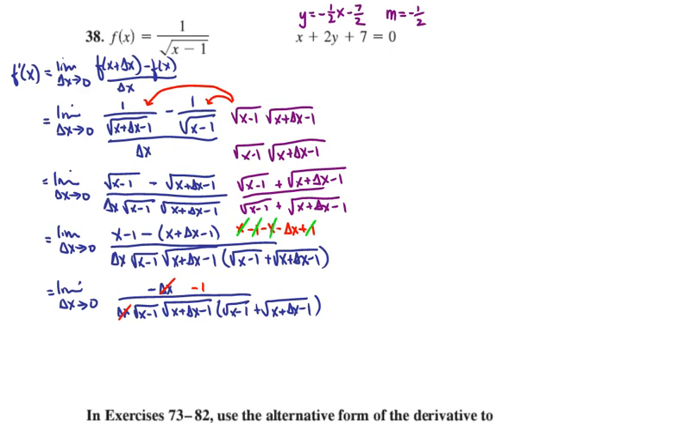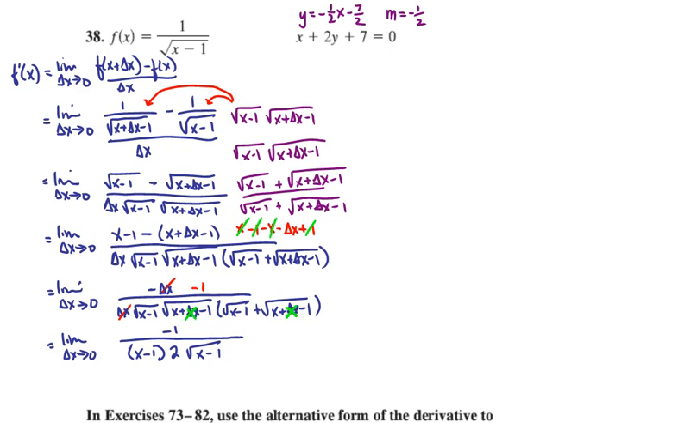The delta x's cancel, leaving negative 1 in the numerator, so we have the limit as delta x approaches 0 of negative 1, and when we substitute delta x equals 0 in the denominator, we end up with square root of x minus 1 times square root of x minus 1, which is just x minus 1. Then times square root of x minus 1 plus square root of x minus 1, which is 2 times square root of x minus 1.